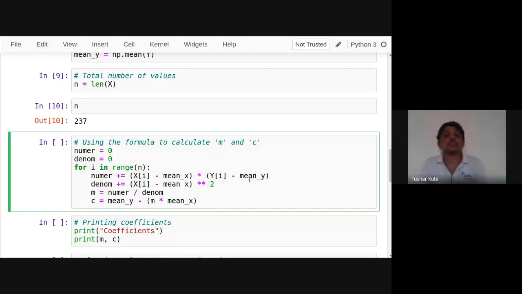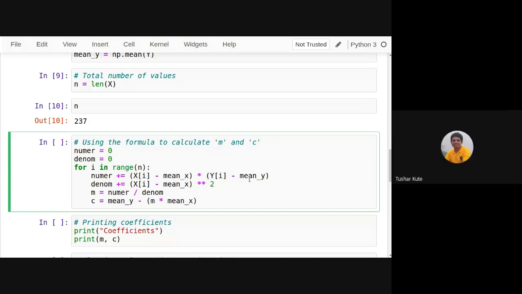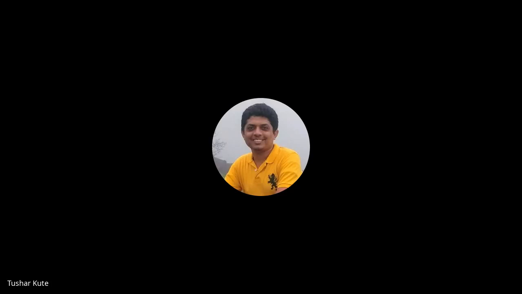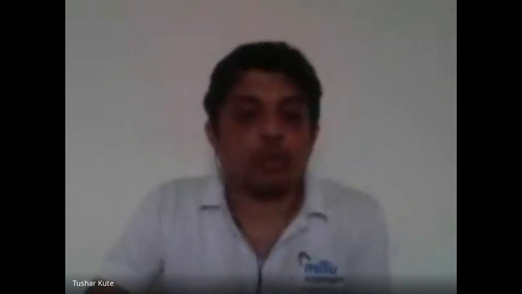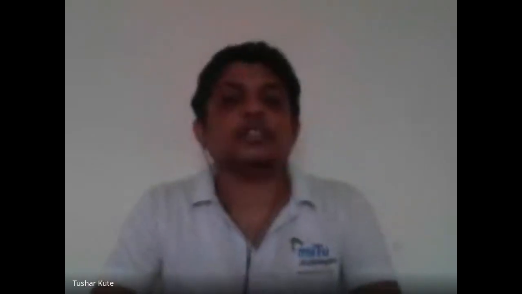And for the denominator, again the same, I'm having the squares of them. That's the formula we know for the calculation of m. So the numerator is calculated, the denominator is calculated, and then we got the value of m, and using the value of m we'll calculate the value of c. Now see, c is y mean minus m times x mean, where x is the average value of all the x that we have calculated, and we got this.